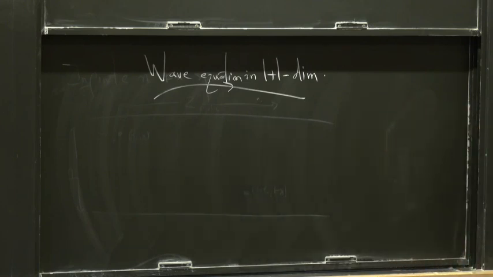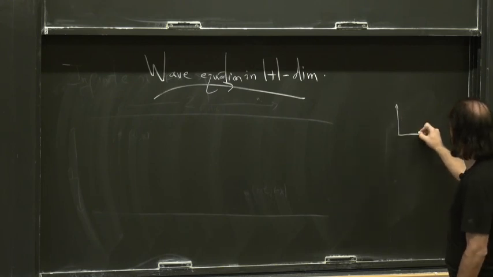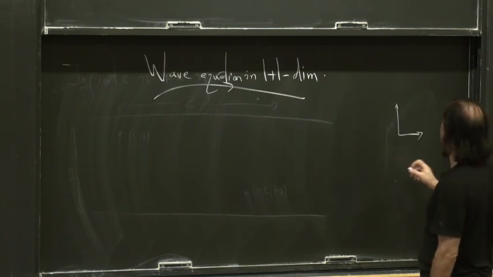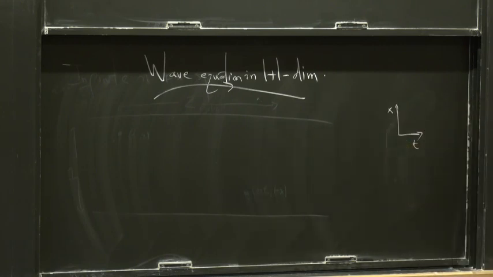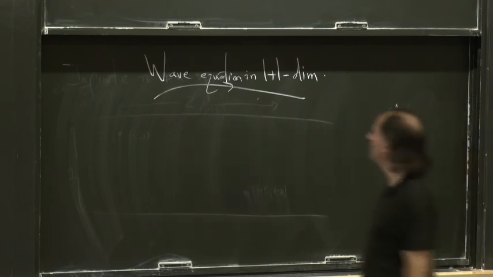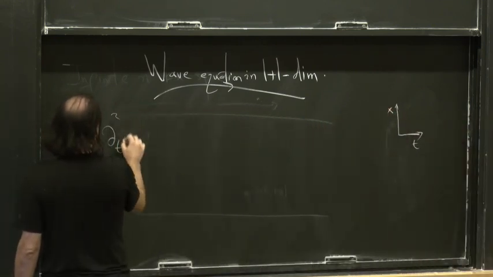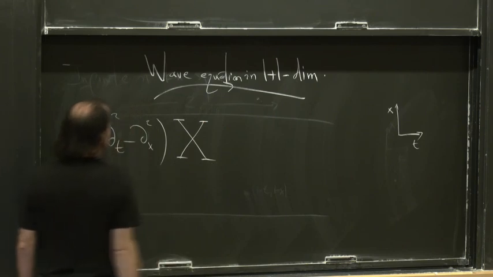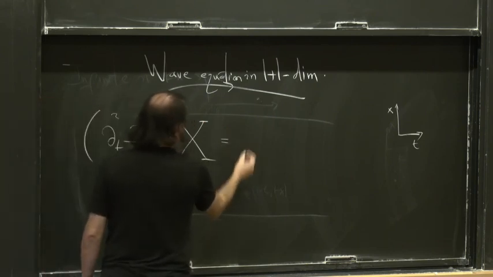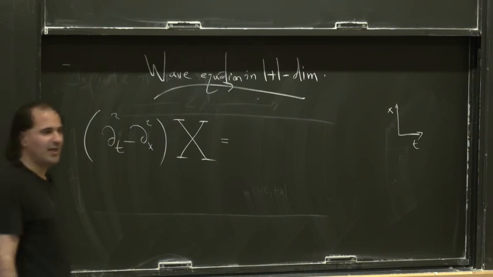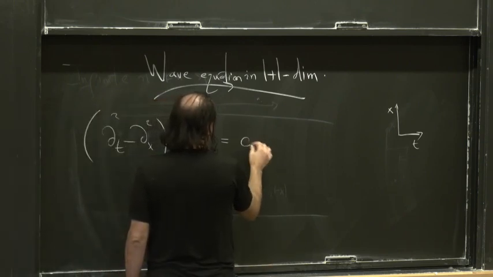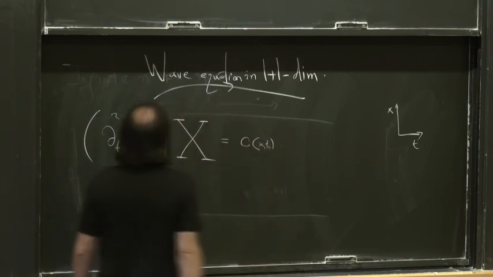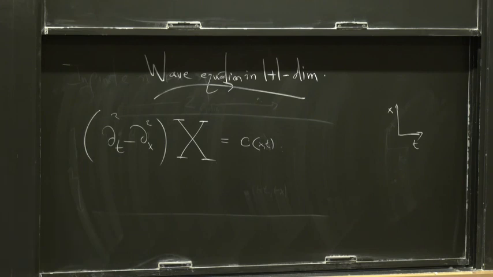Okay? So again, it doesn't much matter what I call time and space in 1+1 dimensions because everything is symmetrical anyway. But I'm going to imagine this is time and space. So the normal wave equation is ∂t² minus ∂x² of some variable that I'll call capital X equals 0, right? But let me allow myself a source as well. And I'll call the source little c of x and t. Right? So that's the usual wave equation.